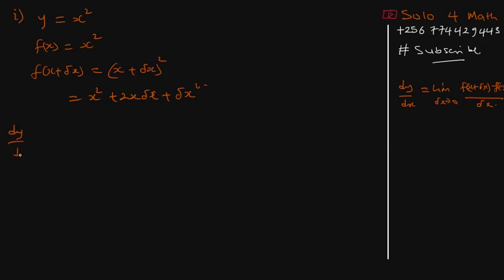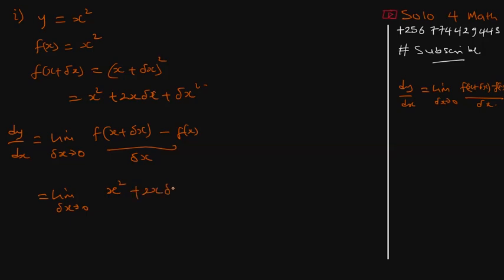So meaning our dy/dx is equal to a limit as small change in x tends to 0 of, our formula is this. You can always write the formula over dx. Let's substitute: limit as dx tends to 0 of, what is our f(x plus dx)? It is this, x squared plus 2x dx plus dx squared minus, what is our f(x)? Our f(x) is x squared, over dx. So we apply the limit after simplifying where possible.